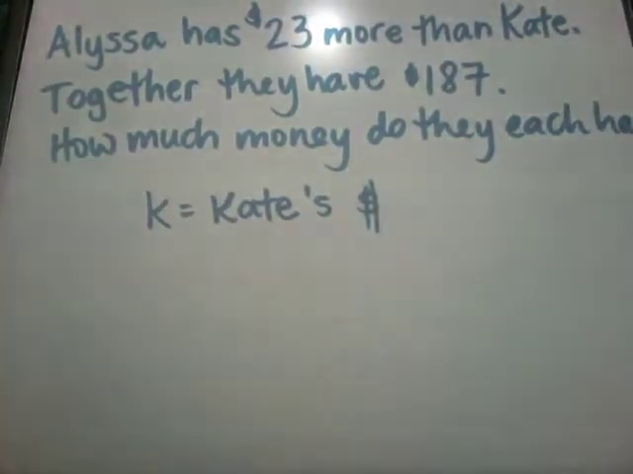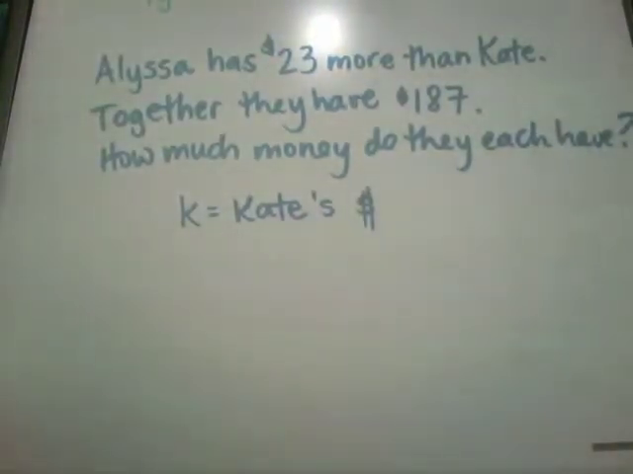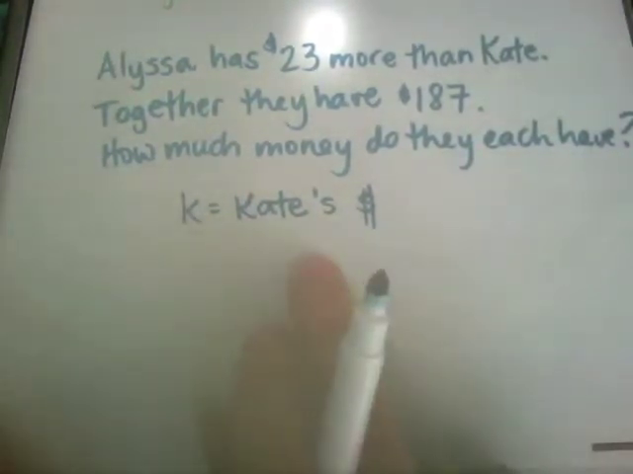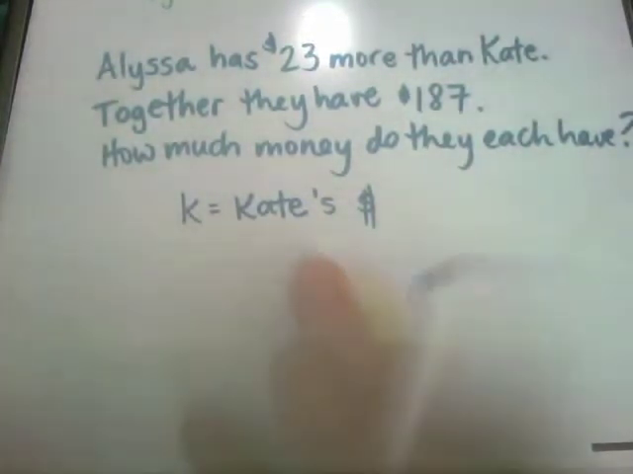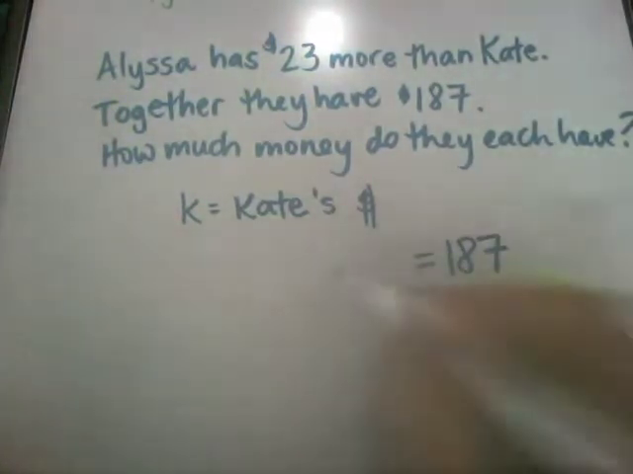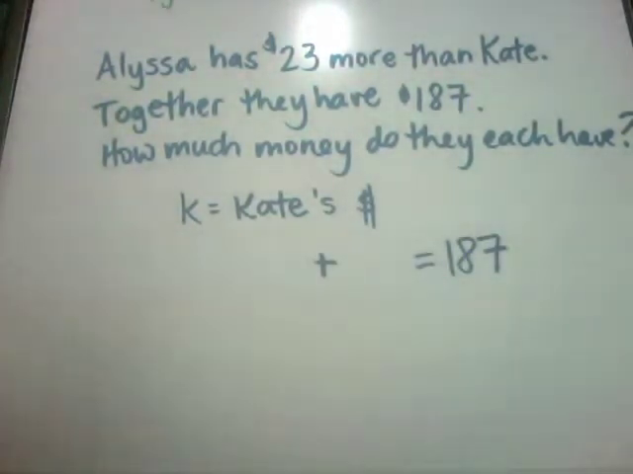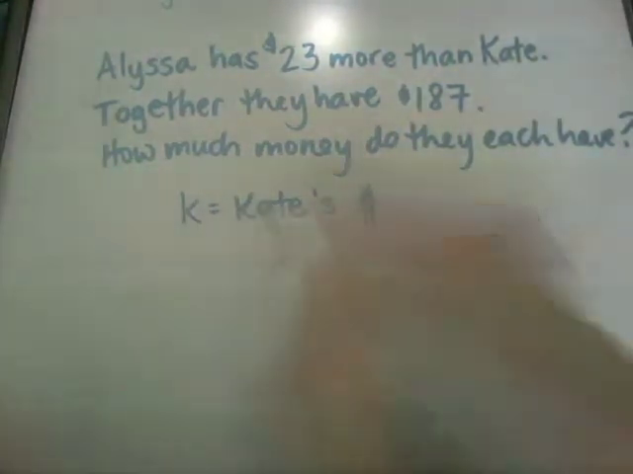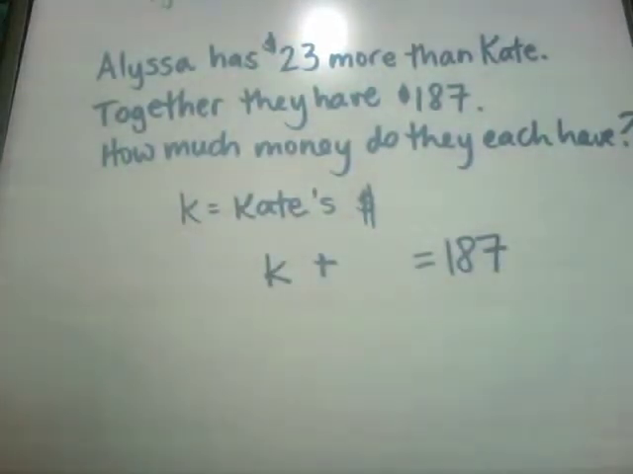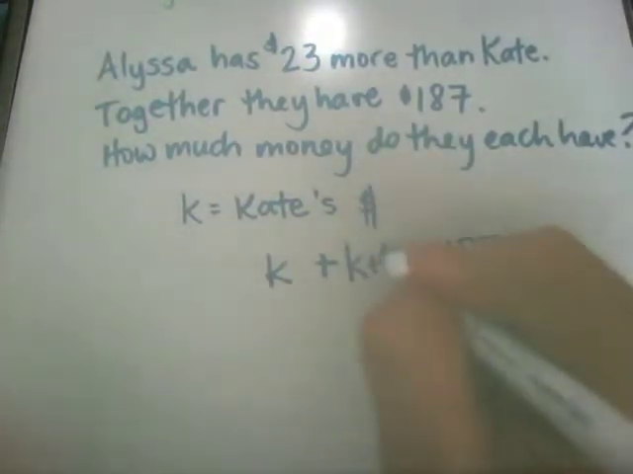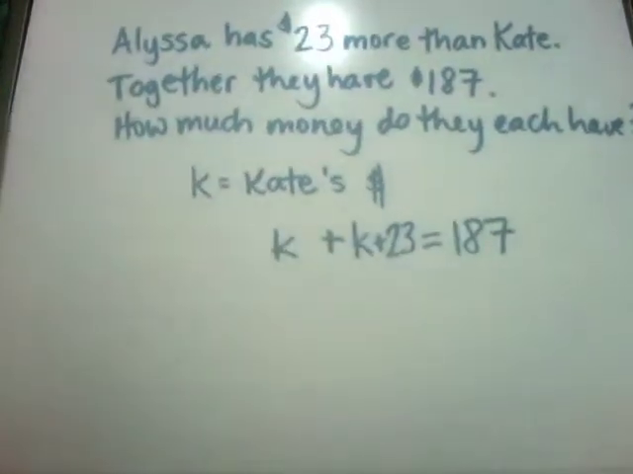Okay? There we go. That's why it looks so big. So you don't have to write this down separately, but it might help you to think about what we're doing. Together they have $187. This one's like one we did yesterday. We have the two people's amounts added together to equal the total that they have combined. If I say Kate's money is K, there's Kate represented, how will I represent Alyssa's money in the equation? Brian? K plus 23. Remember, I can't use an A, I can't have a second variable.